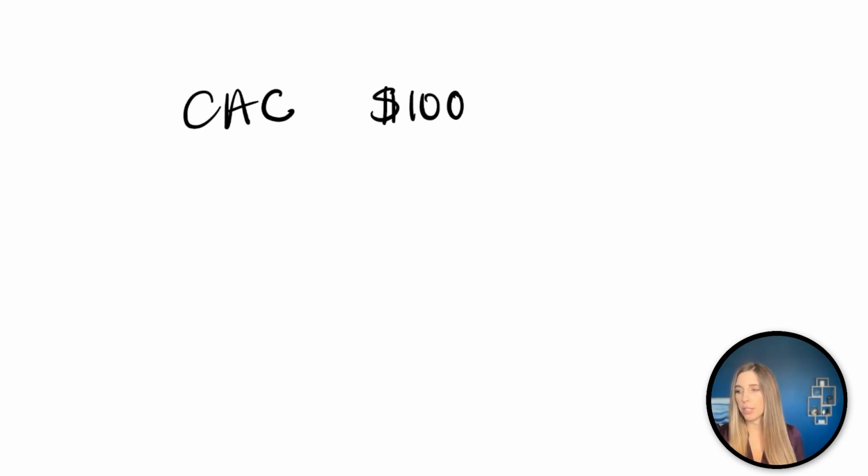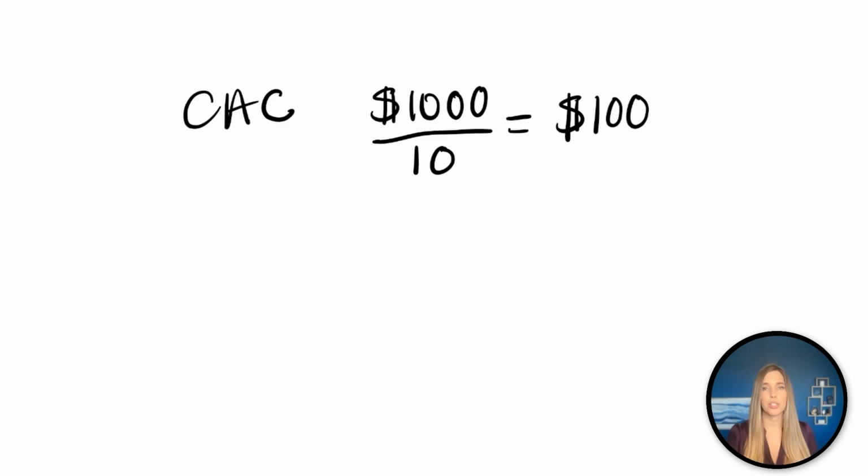First, you need to calculate your CAC. You're going to divide your total marketing costs by the number of members acquired. So let's say that you had $1,000 in marketing costs and that got you 10 members. We're going to divide 1,000 by 10, and that's going to tell you that your CAC is $100. It costs you $100 to acquire every new member.